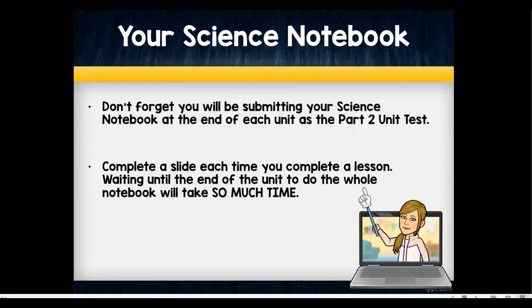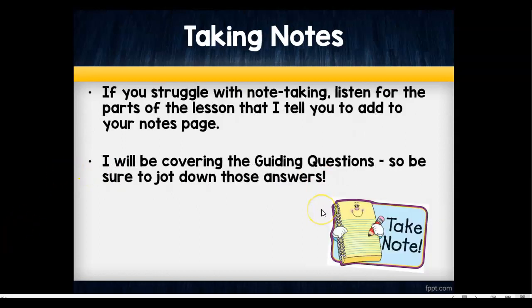Don't forget you will be submitting your science notebook at the end of the unit, so make sure that you have notes and guiding questions answered, as well as any notebook activities that you might see in the lesson. If you struggle with taking notes, listen for the parts of the lesson that I tell you to add to your notes page. I'll be covering the guiding questions as well, so be sure to jot down those answers as we go.